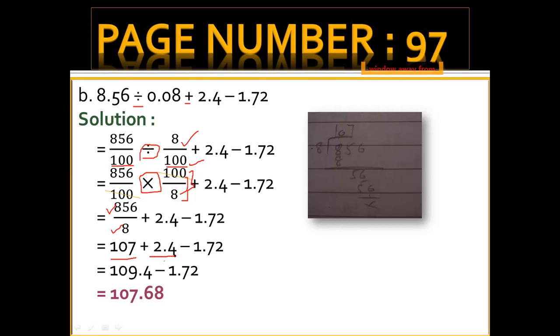107. Now it is the turn of addition. We add 107 plus 2.4, 109.4. In the last step, subtraction. 109.4 minus 1.72. The answer is 107.68.